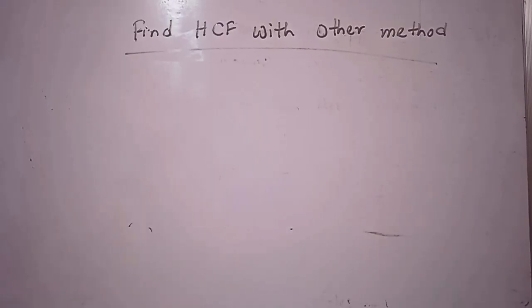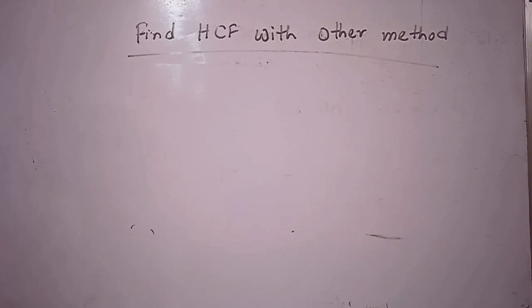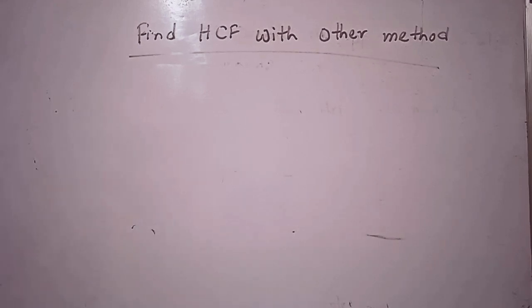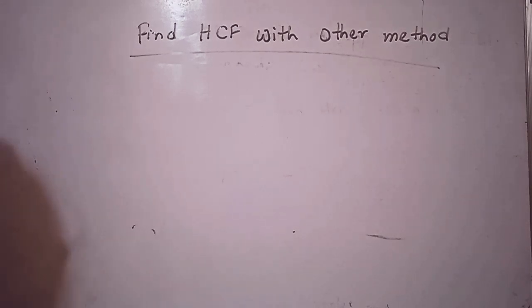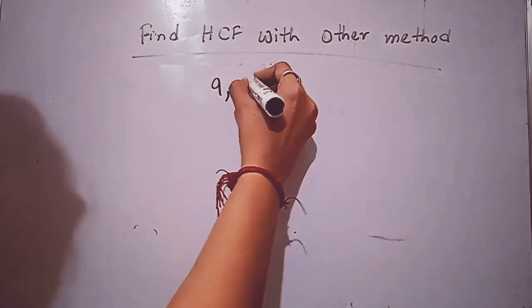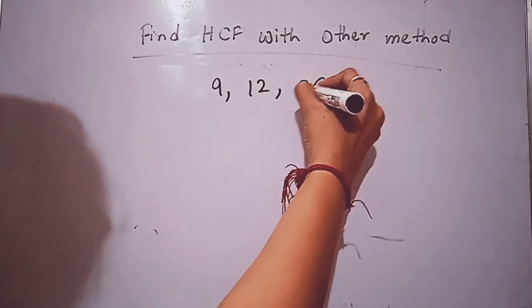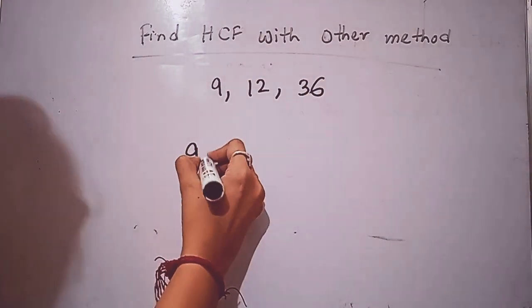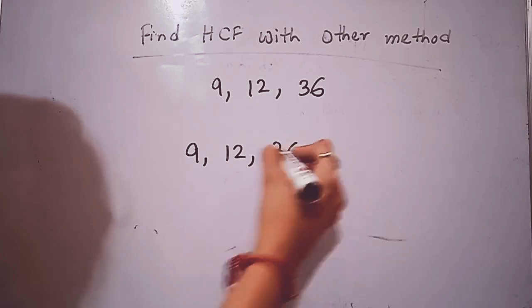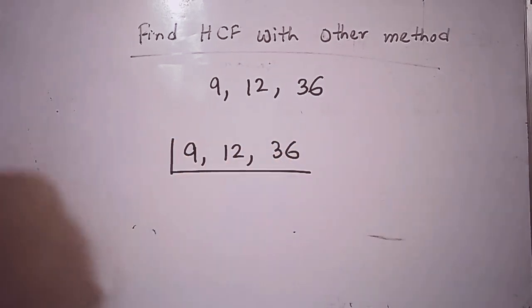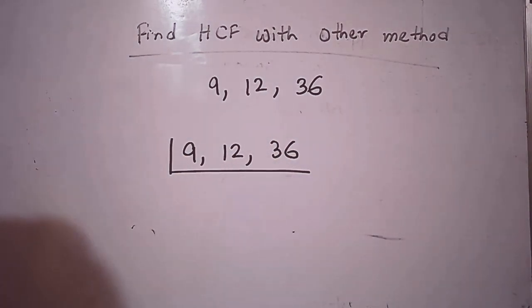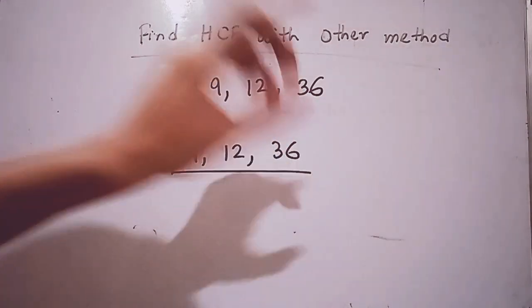Now we will find HCF with another method. That is the last method we are going to learn here. That method is very simple. Suppose I am taking three numbers, 9, 12 and 36. I am writing this in a box. Now I have to write a number which can divide 9, 12 and 36 at a time.